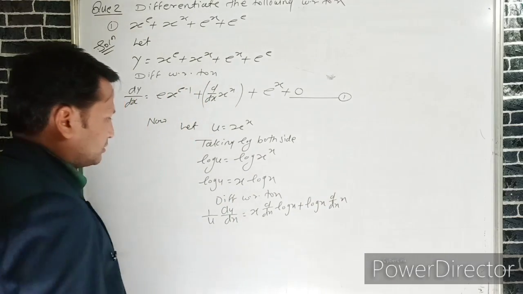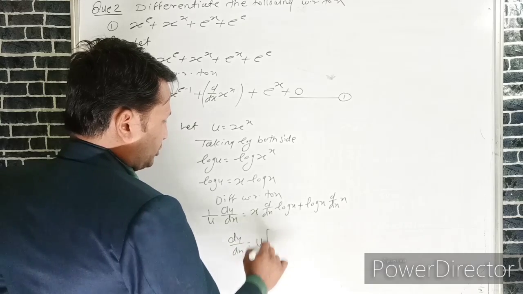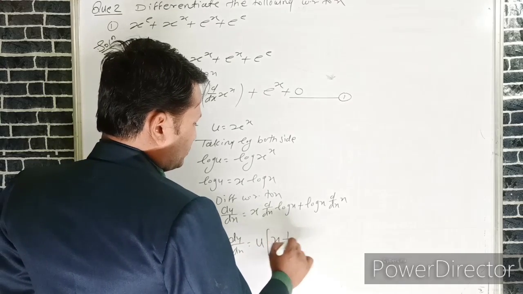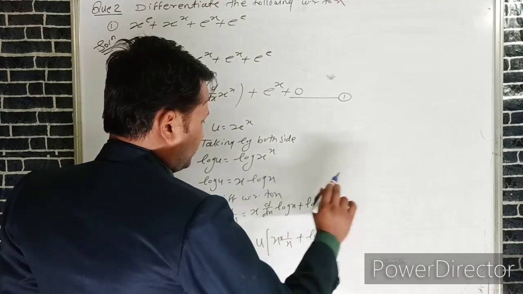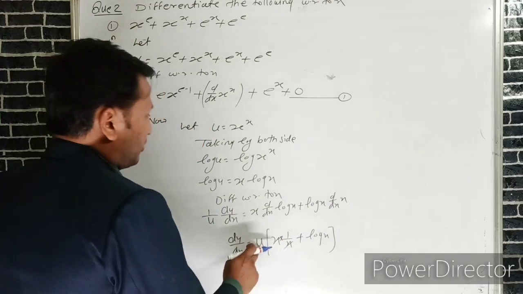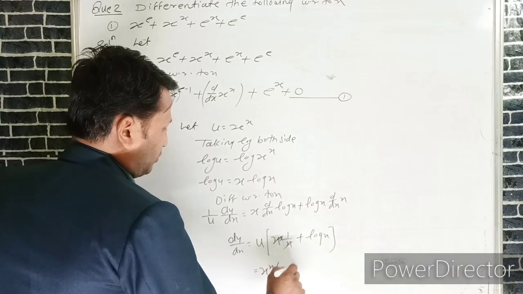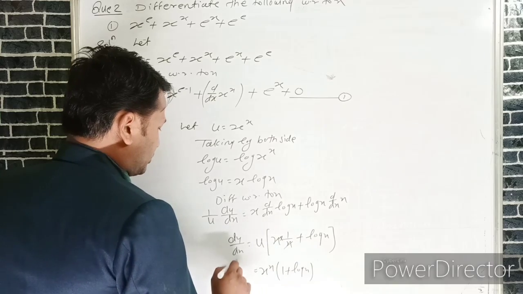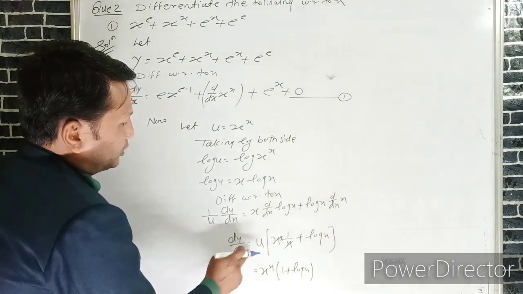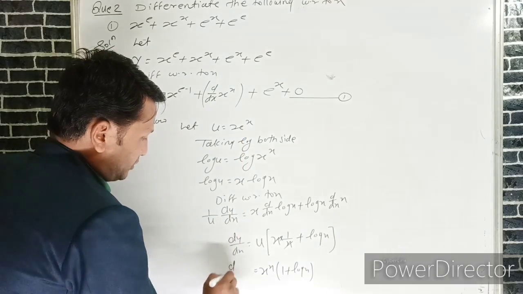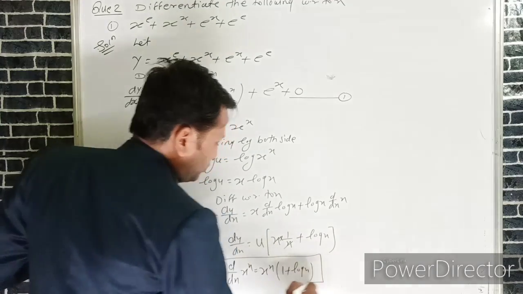We know that du upon dx is equal to u into x into the derivative of log x, which is 1 by x, plus log x into the derivative of x, which is 1. X is cancelled. The value of u is x raised to the power x, and we can write x raised to the power x into 1 plus log x, which is the required value of du upon dx. Therefore, the derivative of x raised to the power x is x raised to the power x into 1 plus log x.